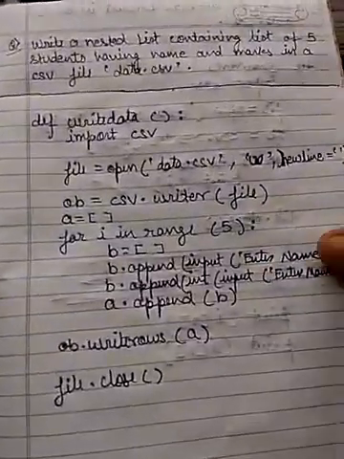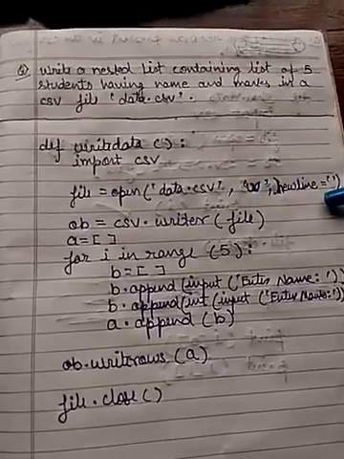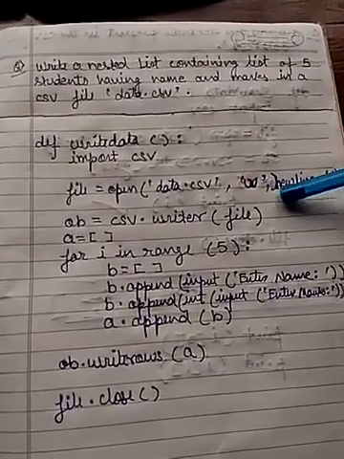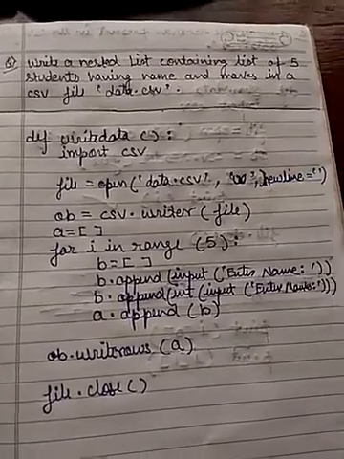While writing the answer in the copy, just make the correction over here. It is W mode and new line. Initially I forgot to write this thing in the answer. Thank you.